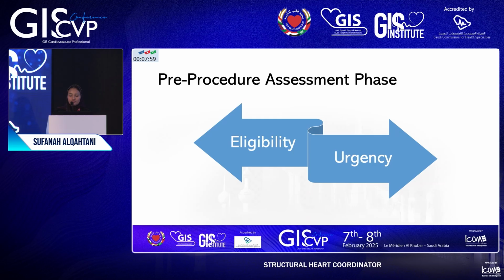So after you have this program and you have your patient list, you are in your pre-procedural assessment phase for your patient. As a coordinator, you have to assess 2 different elements. You have to assess the eligibility for the patient, and I will talk about it in my next slide, and the urgency for scheduling this patient. Regarding the urgency, you have to have communication with your operator. He will decide the priority for scheduling for which patient to start with.